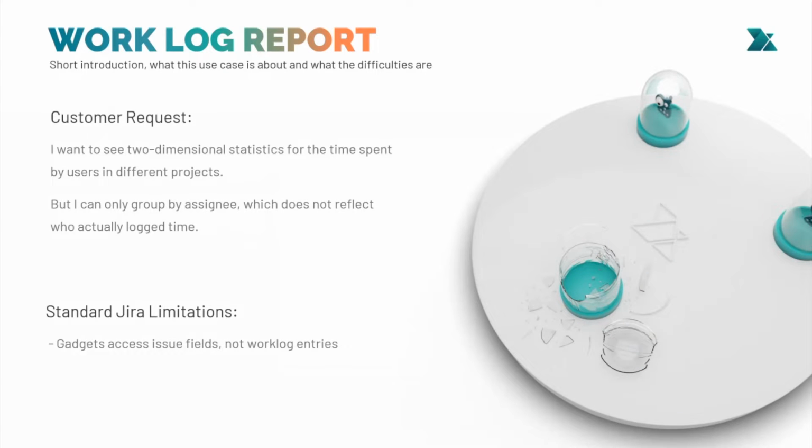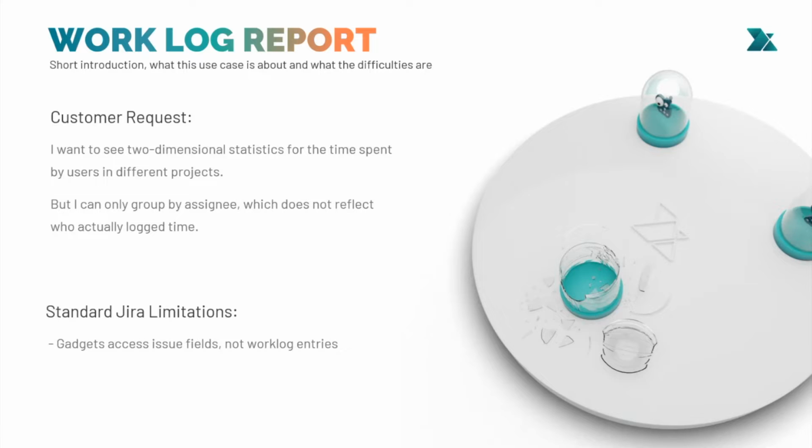So we're already at our last use case for today. In this case, the one featuring the workload report. So our customer wants to see some two-dimensional statistic for the time spent by users in different projects. But when he tries to use the two-dimensional filter statistics gadget, he says that he can only group by assignee and thus does not reflect who actually logged the time.